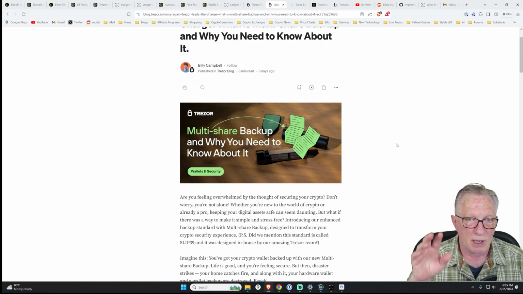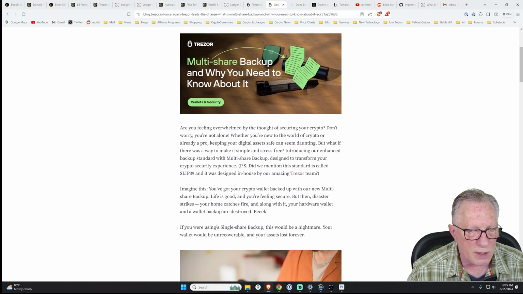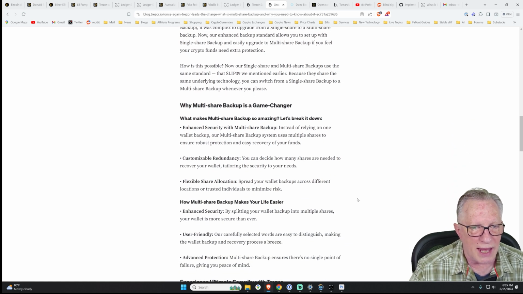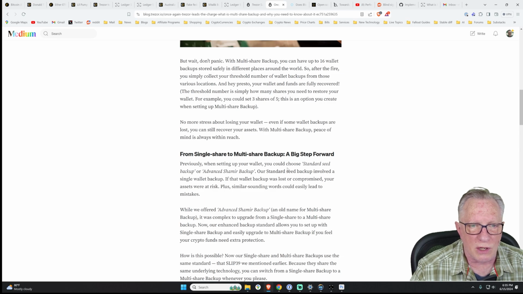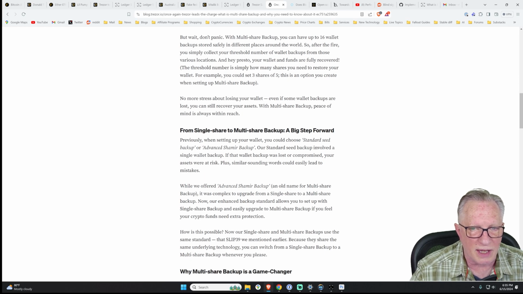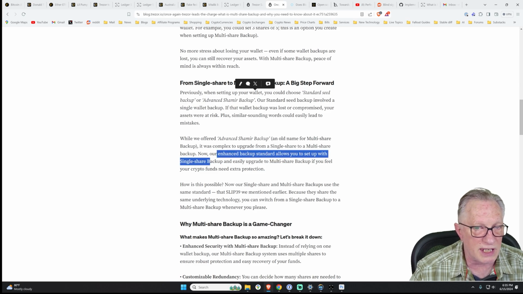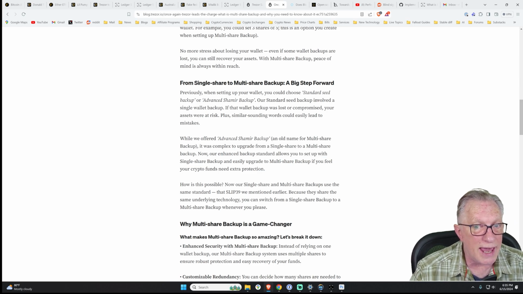That was Shamir backup, kind of complicated, but this new one, the 20-word seed phrase, is interesting. They were talking about the difference between standard seed and Shamir backup. The enhanced backup standard allows you to set up with a single share. So you could start with a single share and then later upgrade to the multi-share.